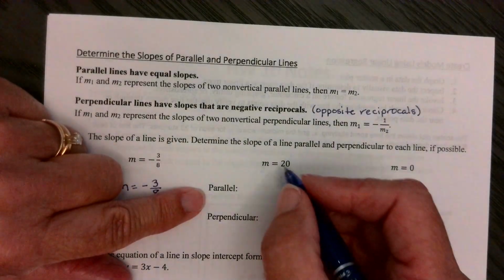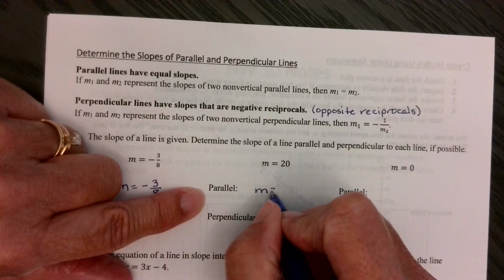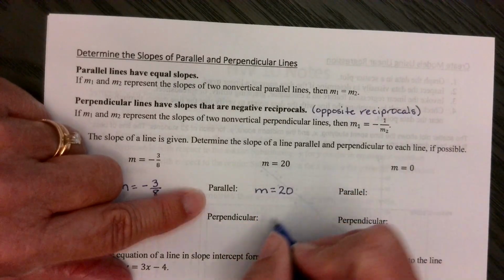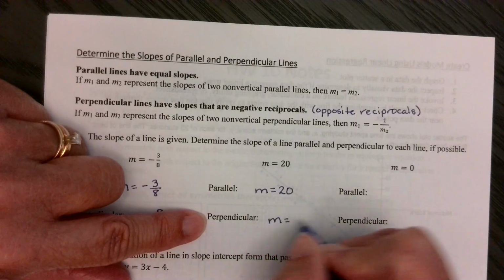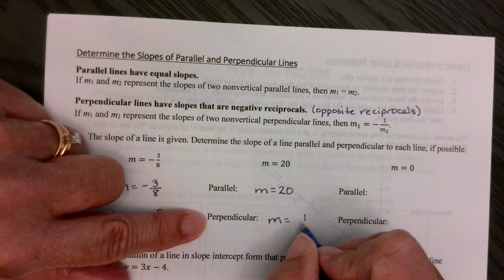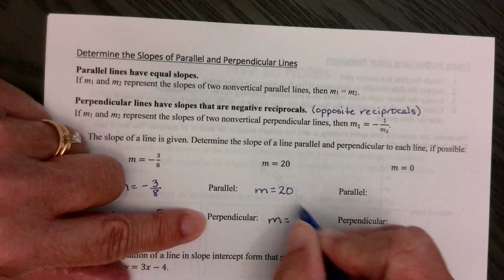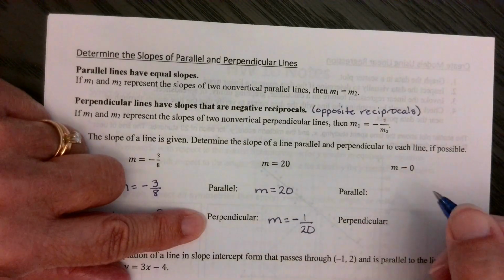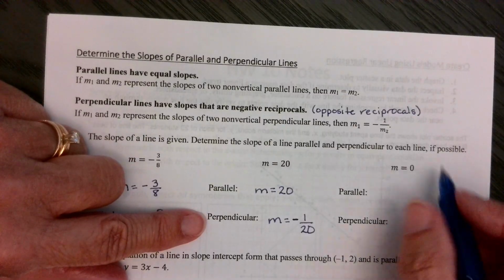Right here, parallel, same slope. So our slope's going to be 20. Perpendicular, you're going to flip it and change the sign. This is 20 over 1, so you're going to have 1 over 20. This is positive, so perpendicular is going to be negative.